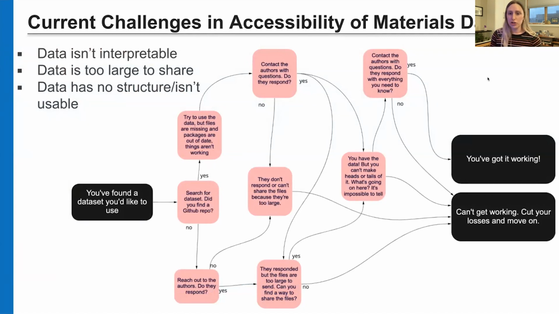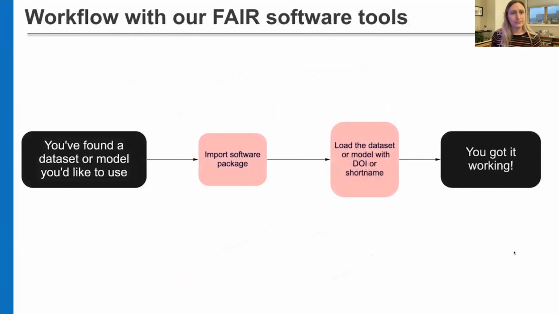Basically, this flowchart goes through a typical workflow of you found a data set you'd like to use and all the various ways you get rerouted. And the big 3 points from this are that data isn't interpretable, data is too large to share in common infrastructures, and data has no structure or it's not clean, it's just not usable. So more often than not, you end up at this end bubble of you can't get it working, you cut your losses, and you move on.